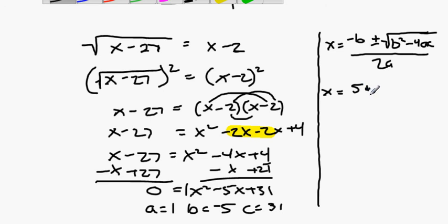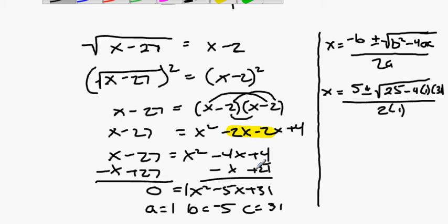becomes a positive 5. Plus or minus the square root. Here I have negative 5 times negative 5 is positive 25. Minus 4 times a times c. Minus 4 times 1 times 31 all over 2 times a.